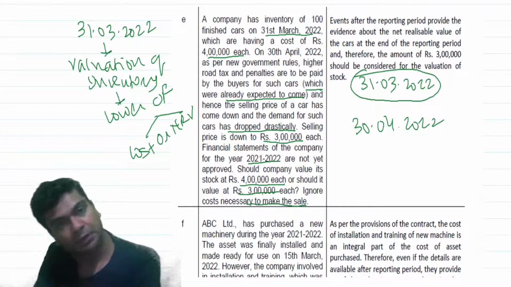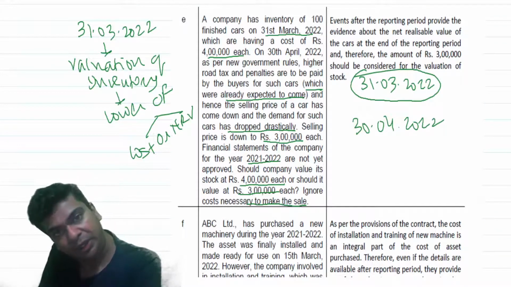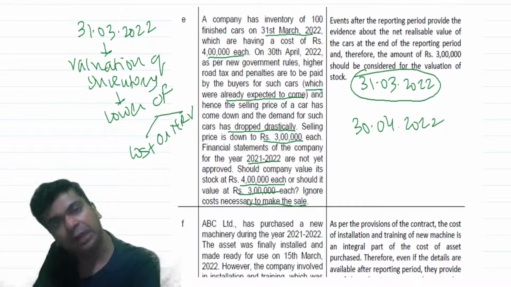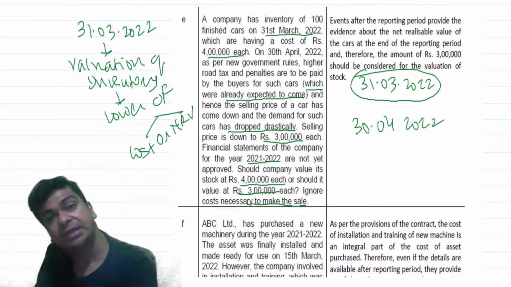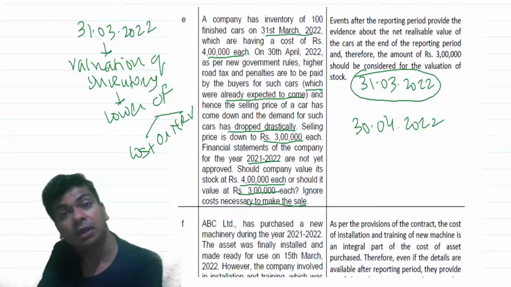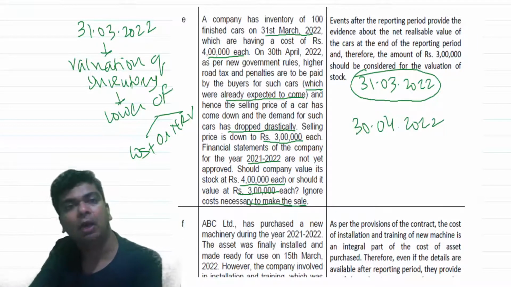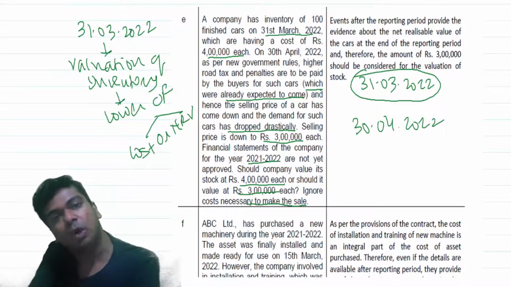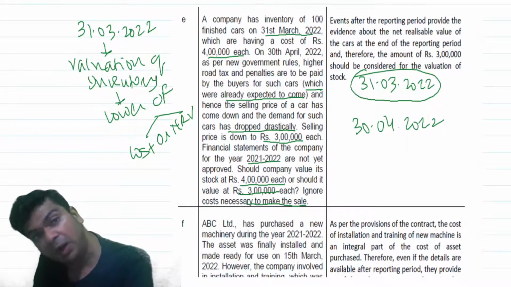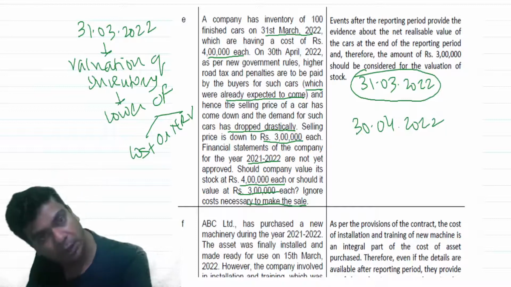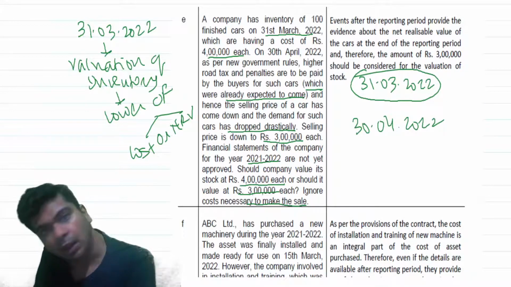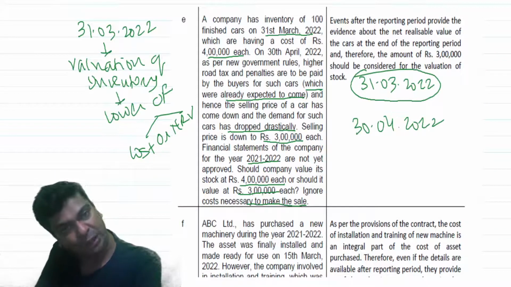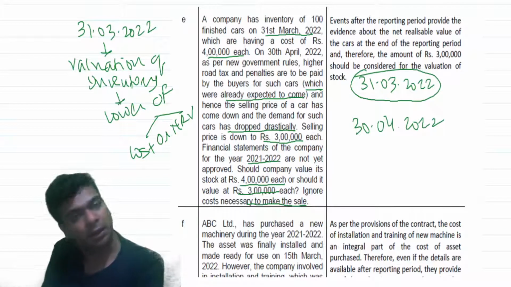Second, NRV at the end of the day is an accounting estimate. On 31st March 2022, when you calculated the cost or NRV, definitely you must have calculated the NRV, but NRV, as I said, is an accounting estimate. As better information is available, you have to change the accounting estimate. After the balance sheet date, we are getting better evidence of what the net realizable value is, and because of that we should consider this as an adjusting event. Inventory valuation should be revisited. Inventory which you have valued at a cost of 4 lakhs of rupees should now be considered at 3 lakhs of rupees.